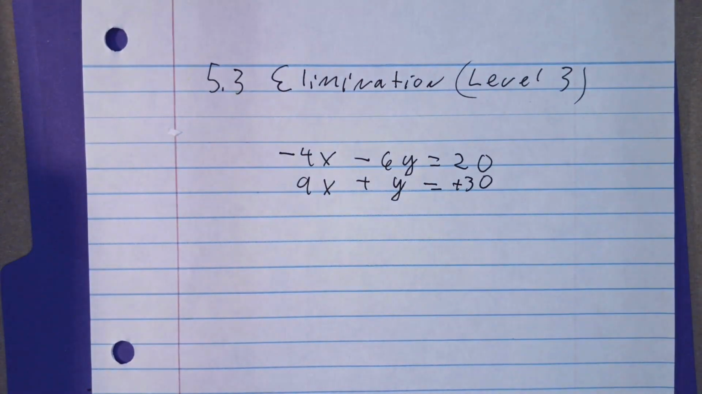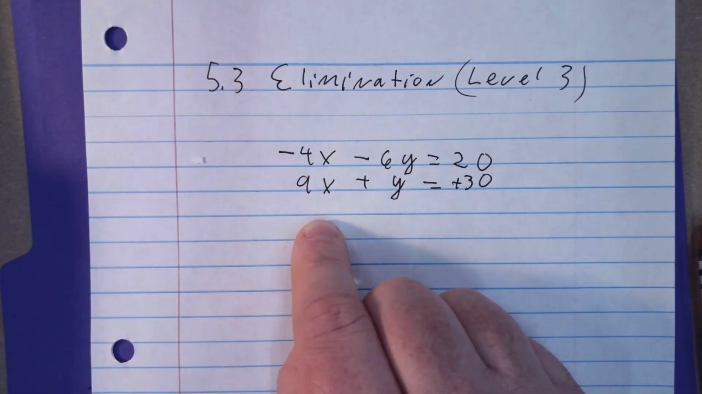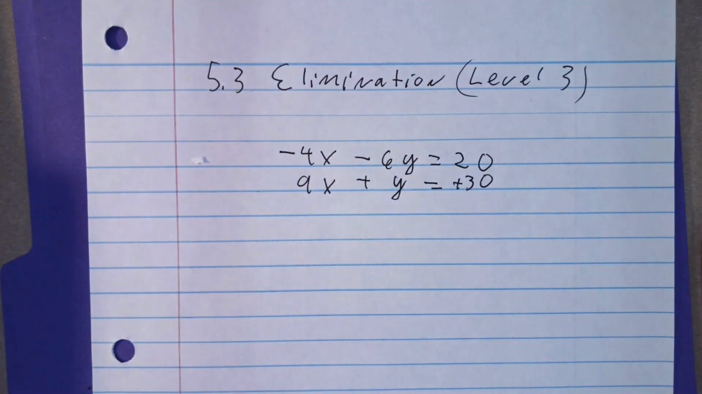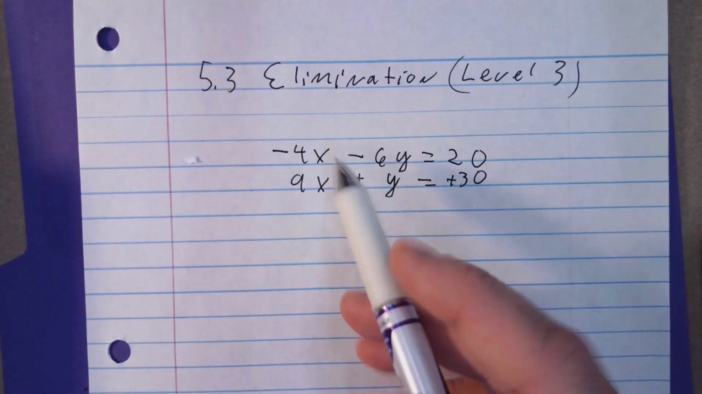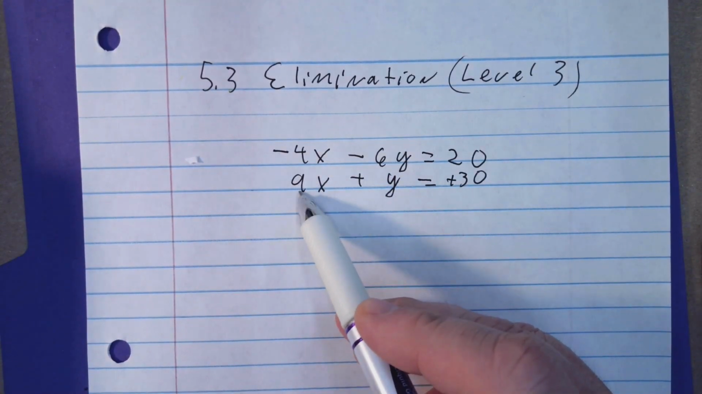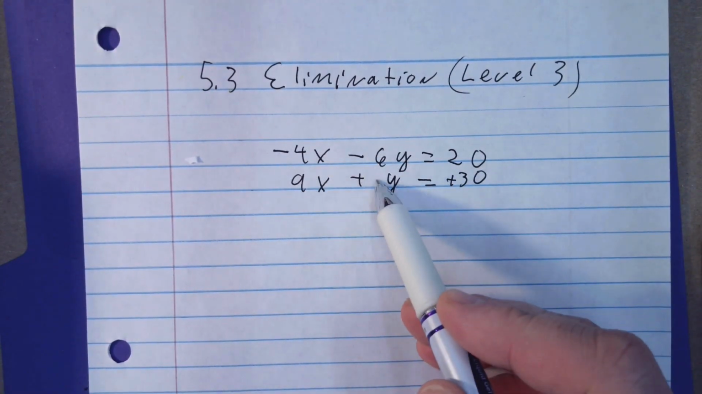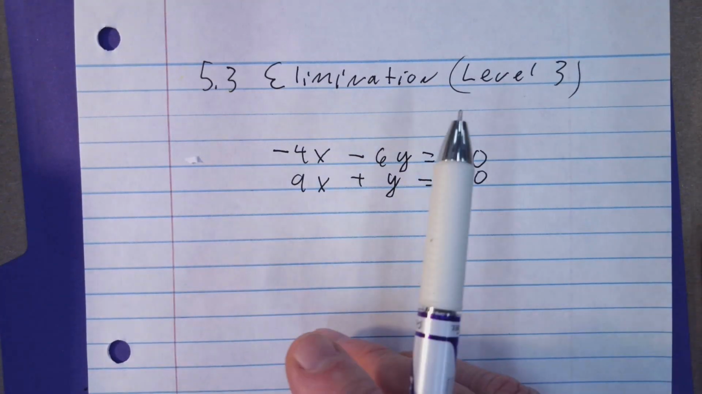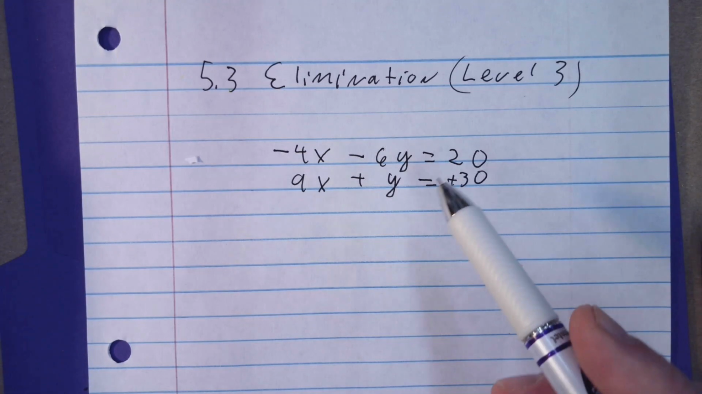That should be a positive 30. All right, if it will work. Okay, is it lined up? Yes. X is over X's, Y is over Y's, number over number. Okay, do I have an opposite? 4 and 9, 6 and 1? Not really. Okay, so I need to know how to create an opposite in this case.